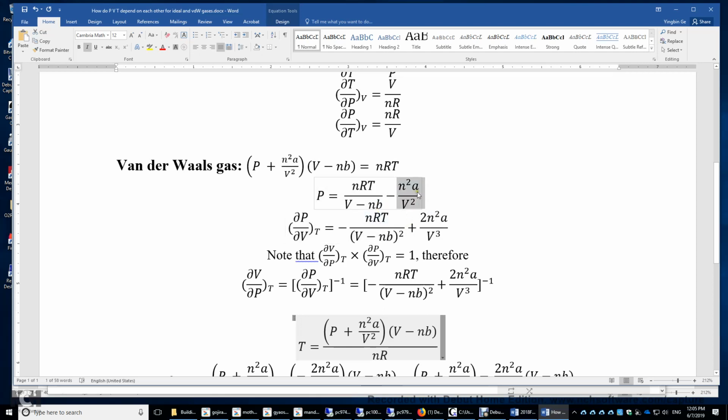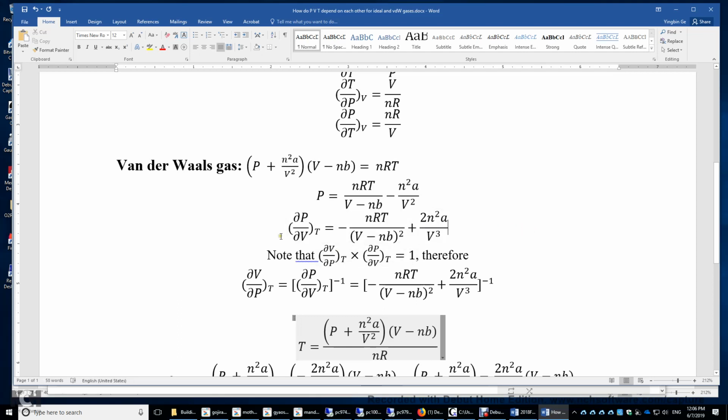Over here, it's easy to do. A times n squared is a constant. It's independent of volume, so we copy this an squared here. And then we have this 1 over V squared, which is V to the power of -2. We take the first derivative of V to the power of -2. That's -2 times V to the power of -3. And we have two negative signs, so they become a positive sign here. And this is V to the power of -3.